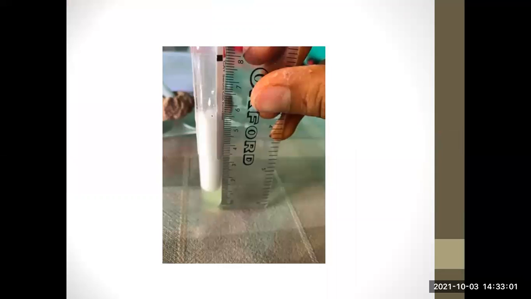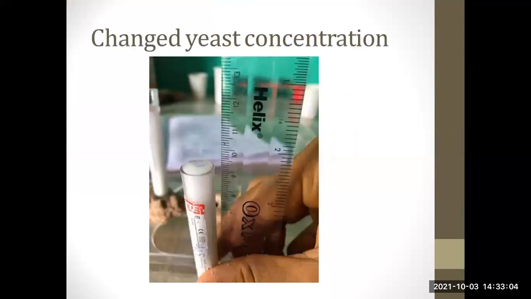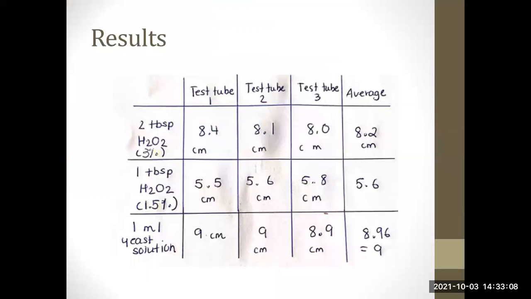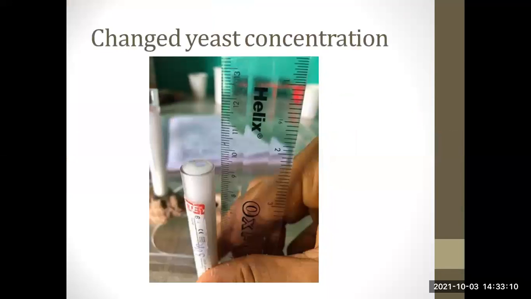I measured the heights, and I wrote them down here. So after that, I changed the yeast concentration. And the yeast is where the enzyme catalase is. So in this part, I did the exact same thing as I did before, just that this time I added a higher concentration of the yeast.